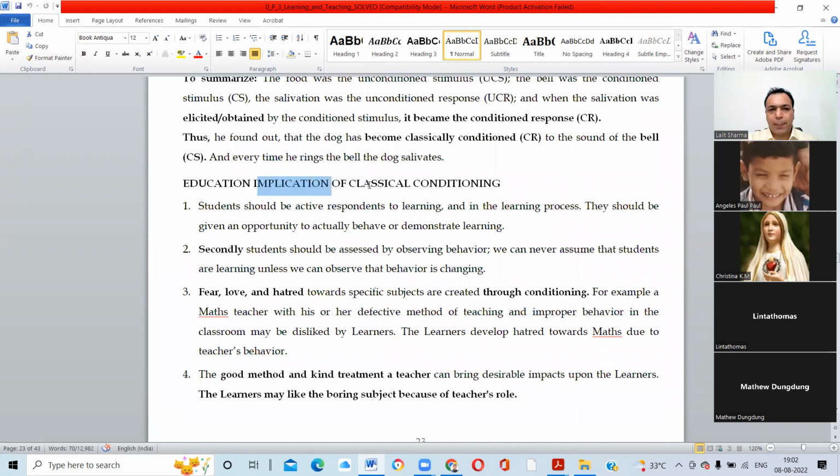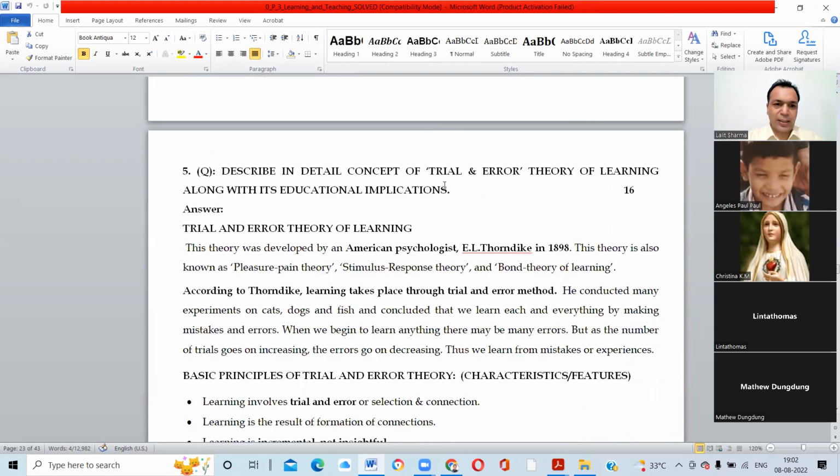Then educational implication, you have to define. It is very important, guys. In every theory, educational implication is most important. It plays a very important role. So under the conditioning theory, you know that fear, love, hatred, all of these you can condition in the students so that they can learn. So educational implications of a theory you have to define.